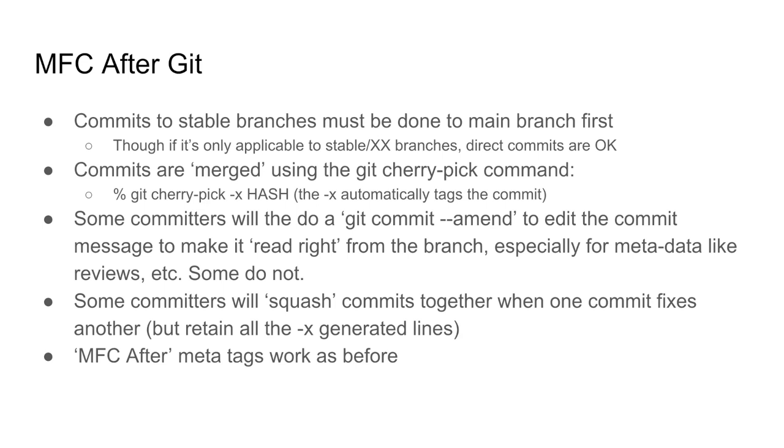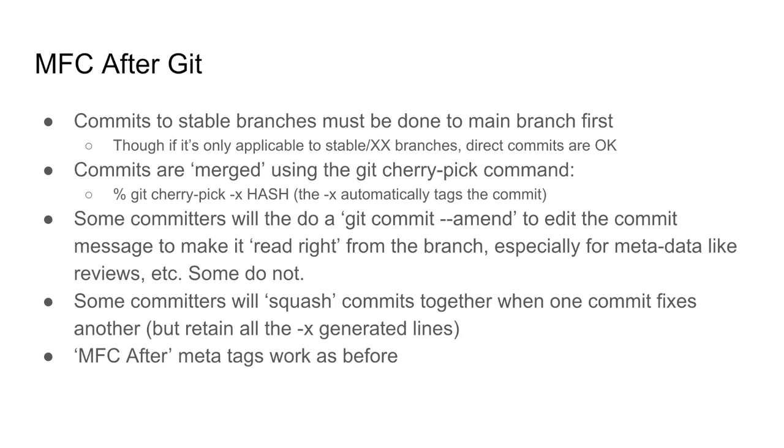Some committers, once they've cherry picked a change, will do a git commit --amend to make it right from the point of view of that branch. Now, people did this more originally when we just switched to Git, and anymore people don't really do that. Some people will merge a number of commits and then squash them down into one, particularly if there are bug fixes involved. A lot of people also don't do that.